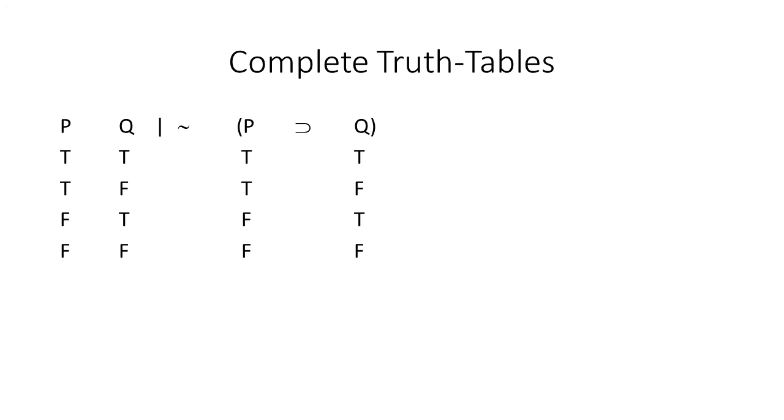All right, so the first thing you should have done is fill in underneath the individual sentence letters. So in our first row, P is true and Q is true. In our second row, P is true and Q is false. In our third row, P is false and Q is true. And then in our fourth row, they're both false.